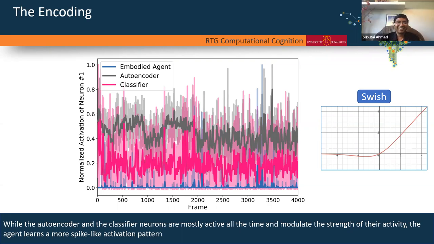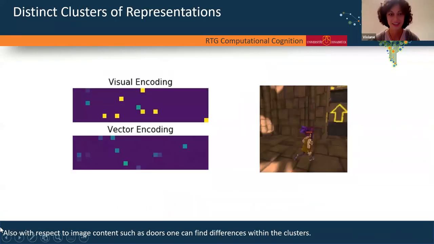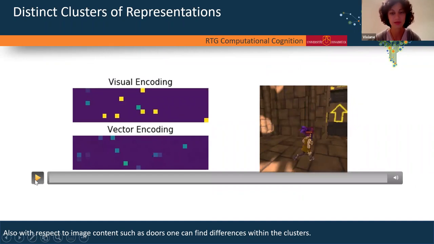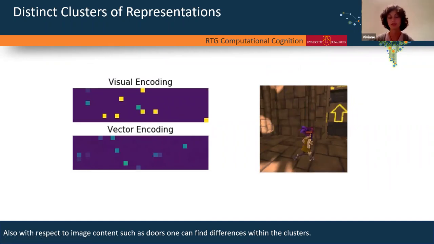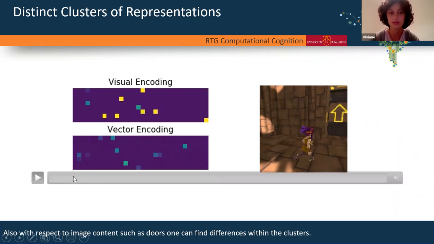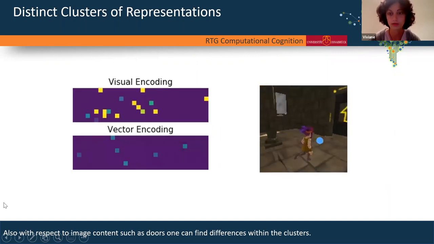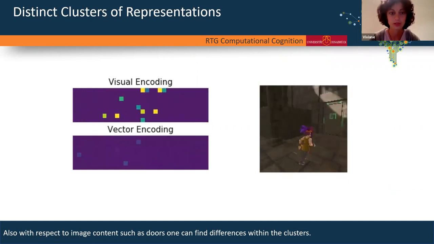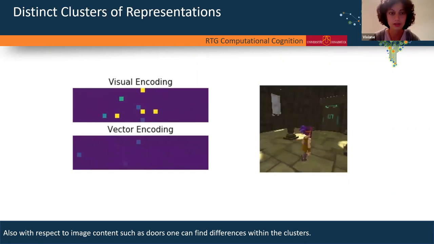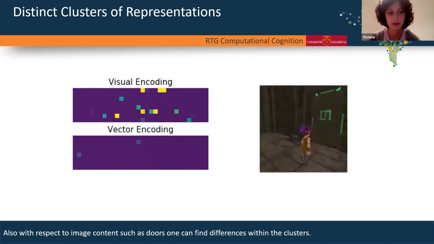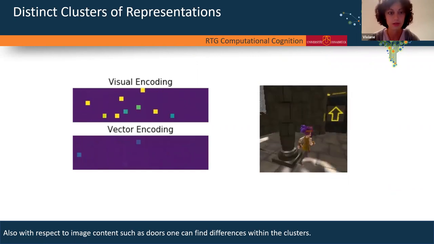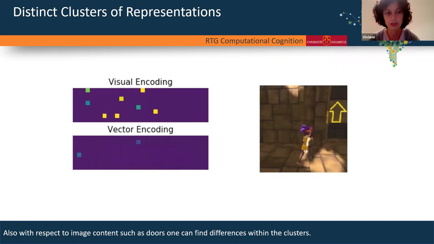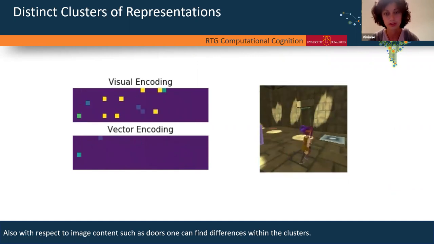Yeah, thanks. All right, so here's another short clip to show you how the activations look in the hidden layer for the agent. On the right, you can see the image that the agent sees, and on the left, the encoding of the visual input and the vector input. This is just for images of doors. You can see some neurons that are pretty consistently active when there's a door, but also a lot of other neurons that fire, though it's usually a small portion of the neurons that are active in each frame.